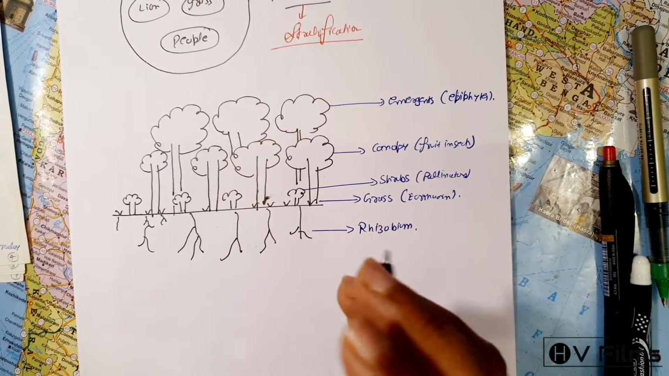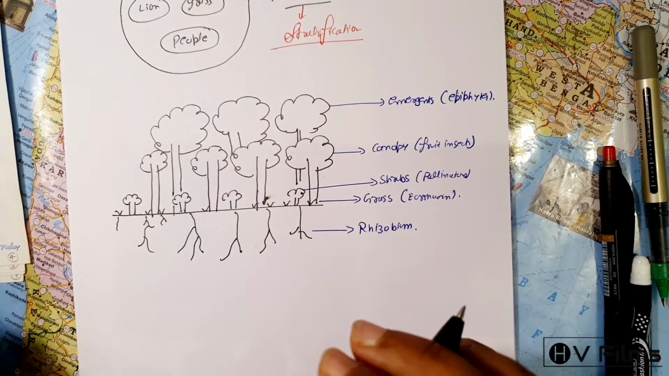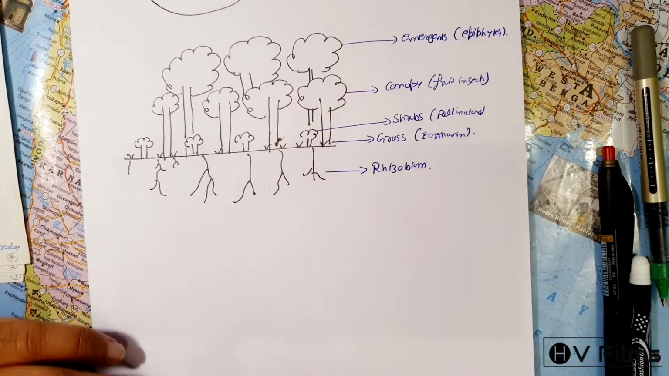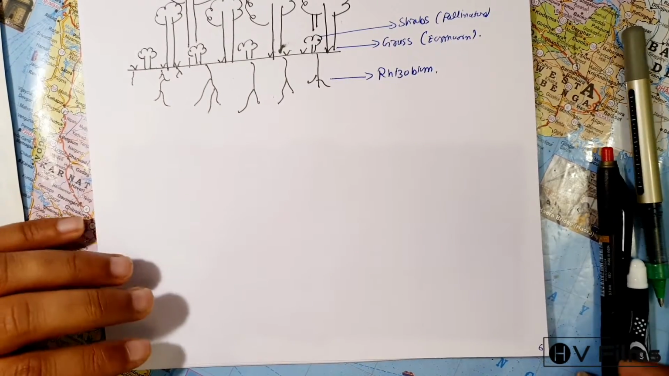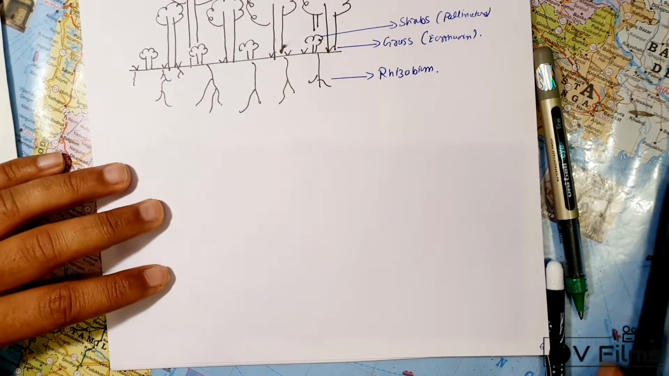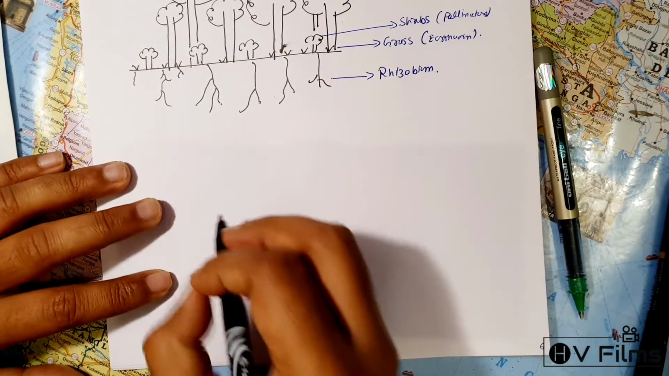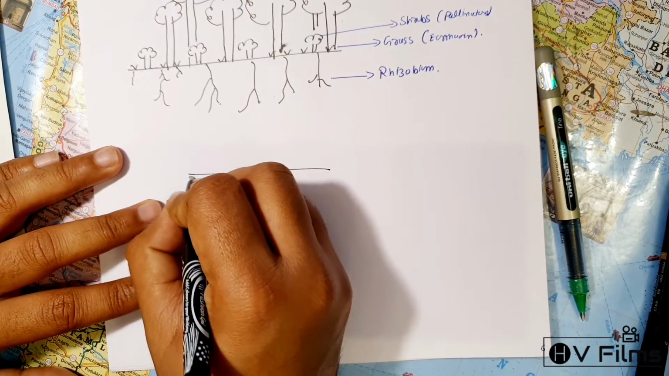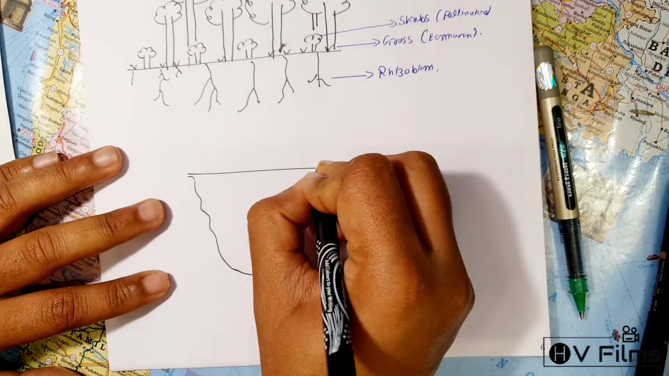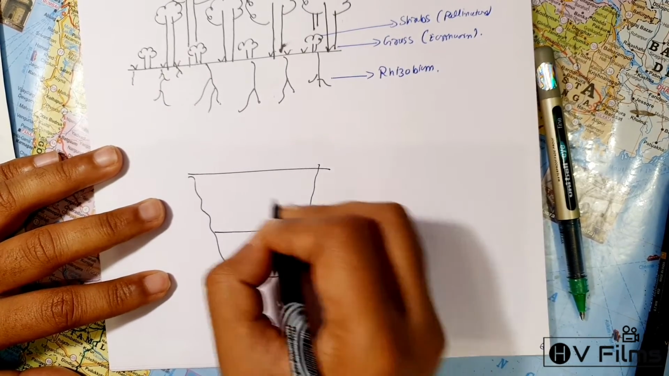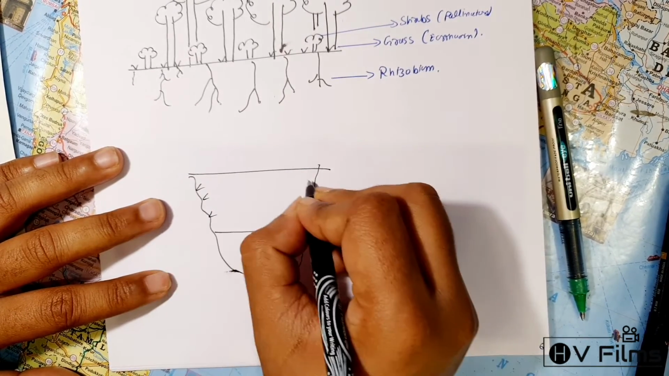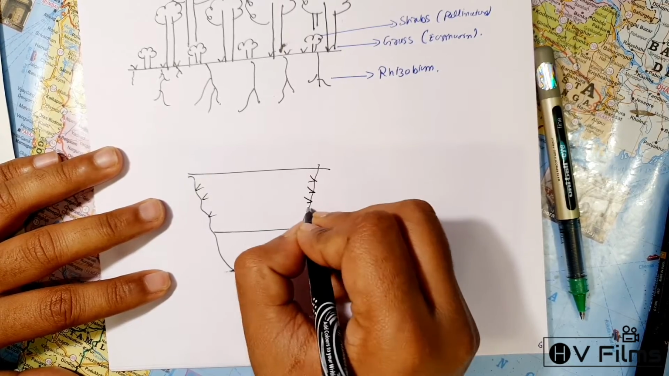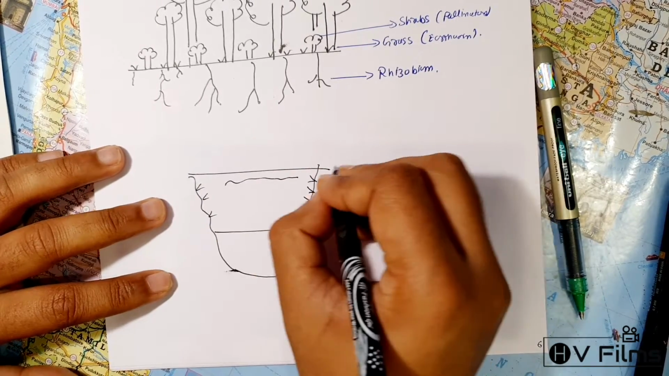So this is how we study stratification in a community. Stratification means we are stratifying each and every level. We have rhizobium, grass, shrubs, canopy, and the emergents, and each and every one of them occupies a different level. So this is how stratification can be studied, and this also occurs in ponds and the water areas.